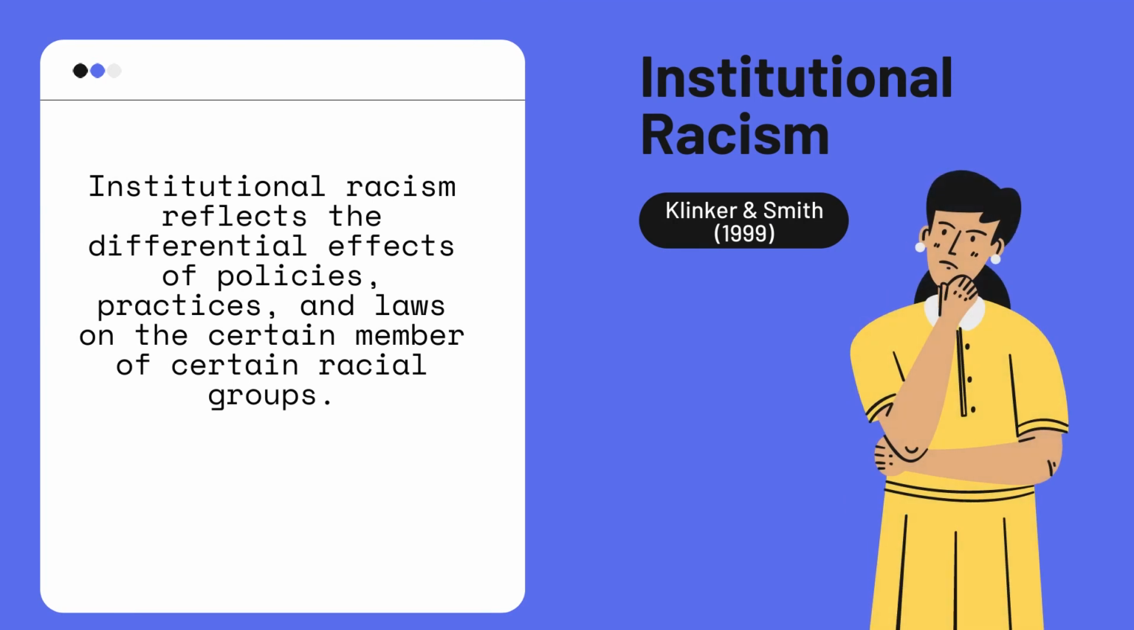Next type of racism is institutional racism. Institutional racism reflects the differential effects of policies, practices, and laws on members of certain racial groups. Institutional racism developed from intentional racism, such as limiting immigration and the voting rights of certain racial groups.